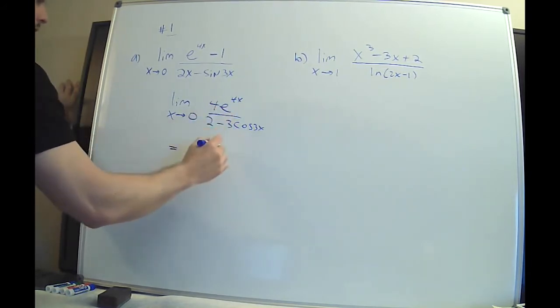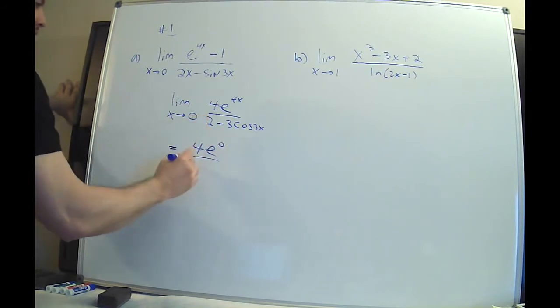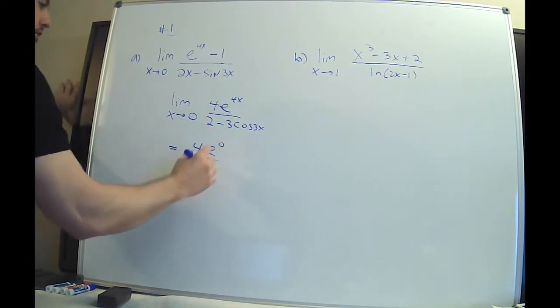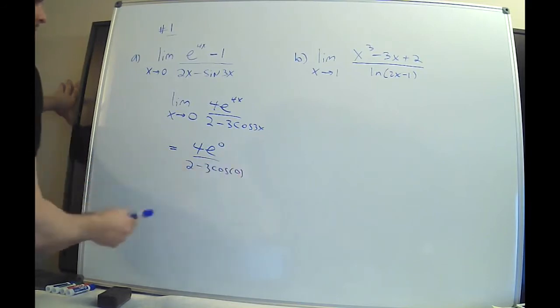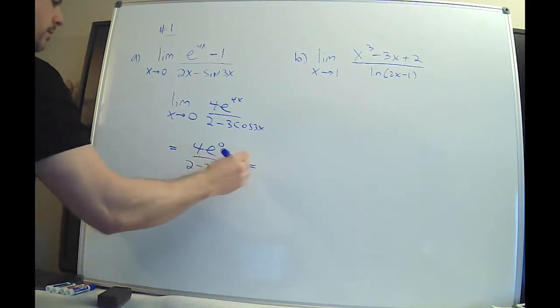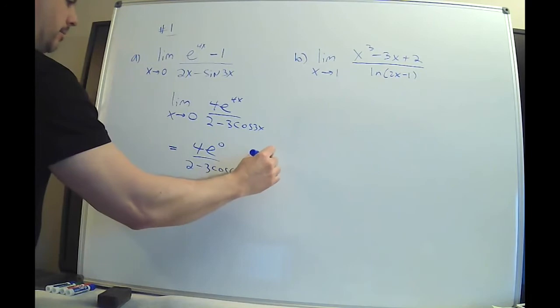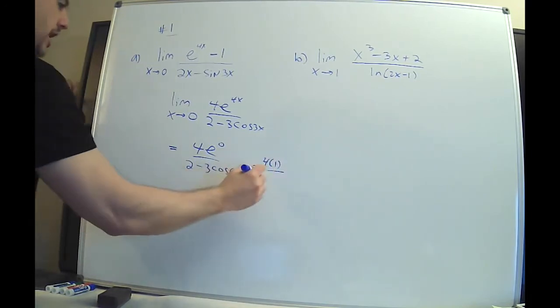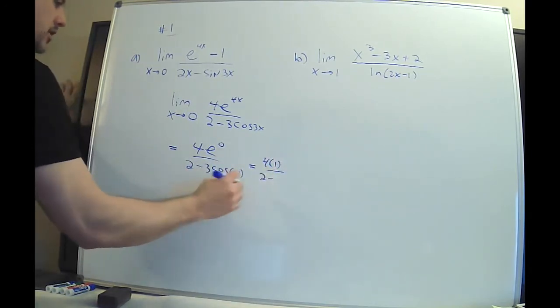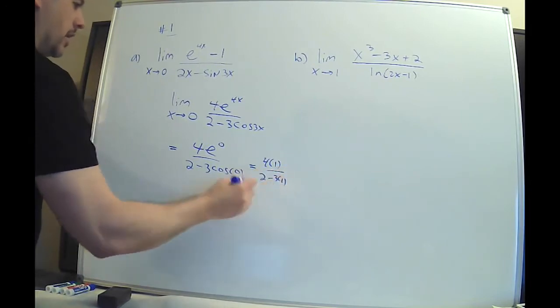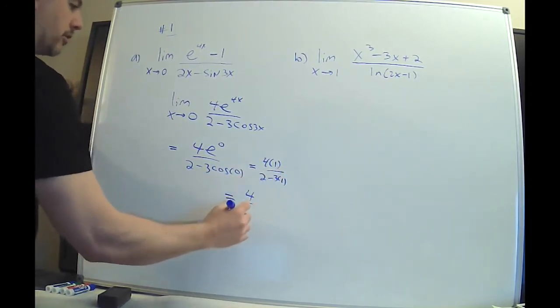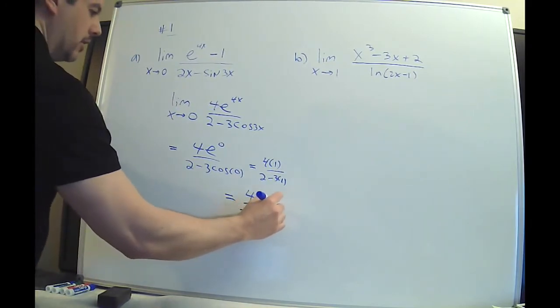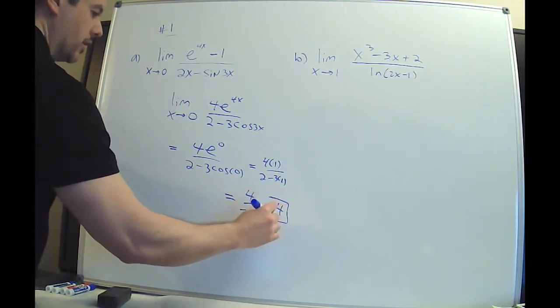Plug 0 in for x, you get e to the 0. There's no x there. Plug 0 in here. e to the 0 is 1. So you get 4 times 1 on top. 2 stays. Minus, now cosine of 0 is also 1. So on the top you get 4. On the bottom you get 2 minus 3, which is -1. So the overall answer is -4.